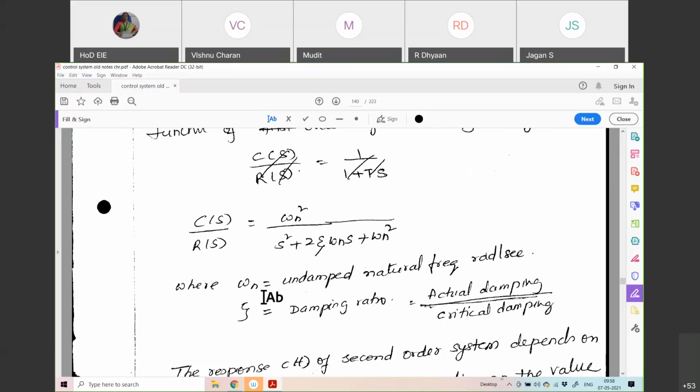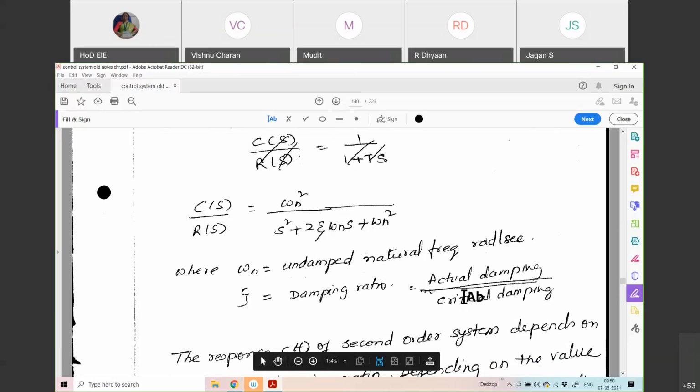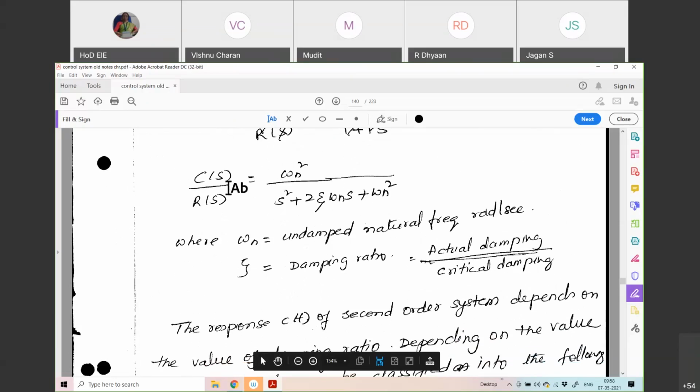Where omega n is the undamped natural frequency in radians per second. Zeta is the damping ratio, which is the ratio of actual damping to critical damping. So we have to find the response of the second order system C of t for the unit step input for the different values of zeta: damping ratio less than 1, equal to 1, greater than 1.